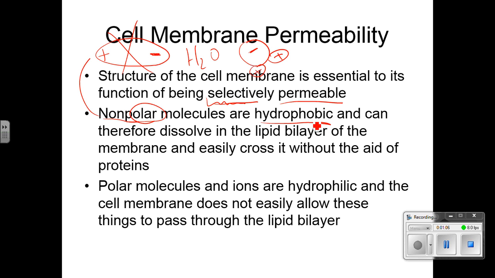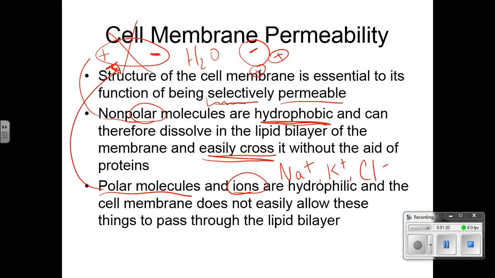So nonpolar molecules are things that do not have this. They are hydrophobic, meaning they don't like water, and can therefore dissolve in the lipid bilayer of the membrane and easily cross it without the aid of proteins. Polar molecules, and ions, those are things that have a charge. Remember from chapter 2, those are some examples. They are hydrophilic, and the cell membrane does not easily allow these things to pass through the lipid bilayer.